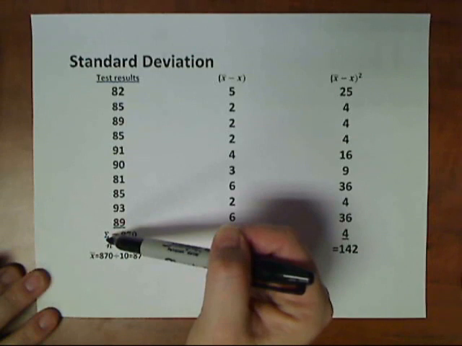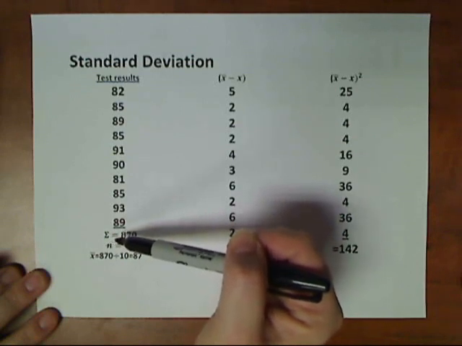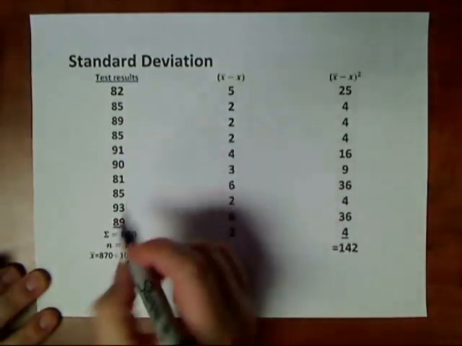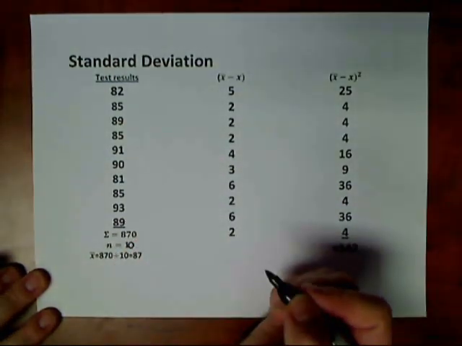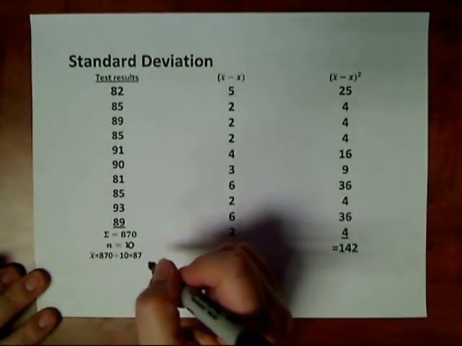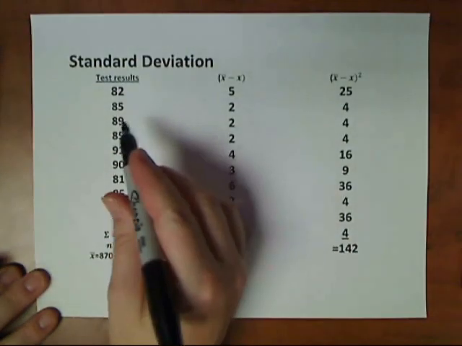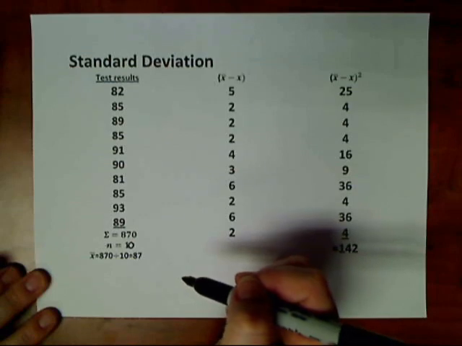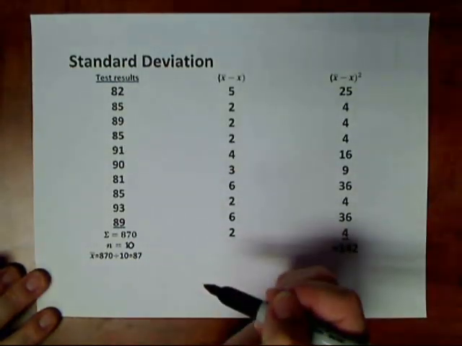The first thing you're going to do is add up all of the numbers within your sample. Here, the summation, which this little letter sigma stands for, equals 870. The population in this sample, N, equals 10. In order to find the mean, we take the summation of all of those added together, divided by the number in the population, which is 10, and that gives us an average of 87.